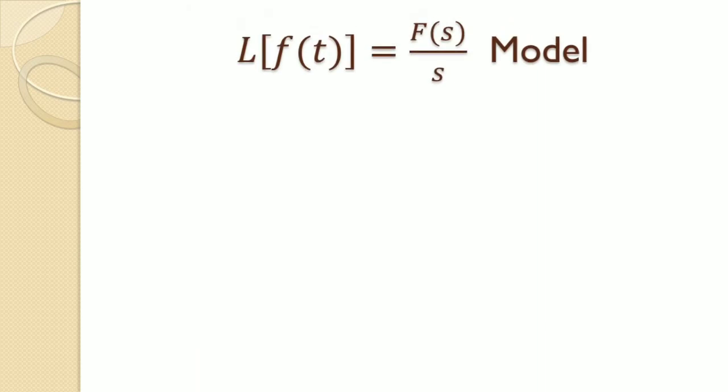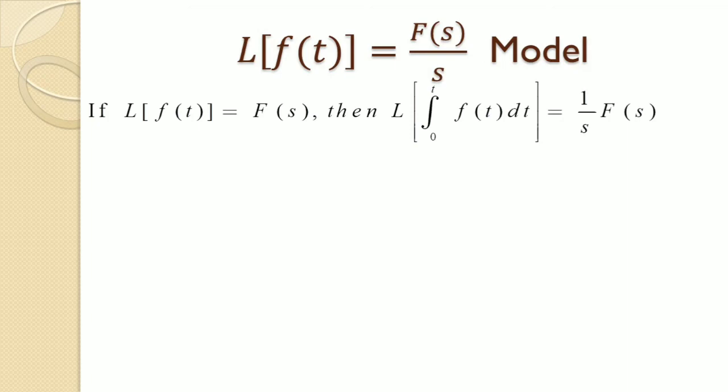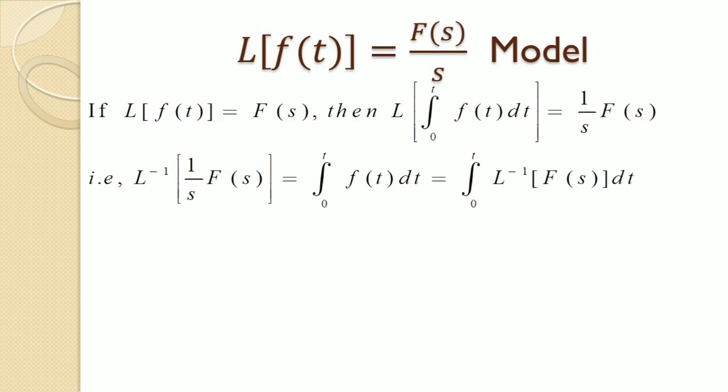Next model is L of f of t is equal to F of s divided by s. If L of f of t is equal to capital F of s, then L of integral 0 to t f of t into dt is equal to 1 by s into capital F of s. That is, L inverse of 1 by s into F of s is equal to integral 0 to t f of t into dt, which is equal to integral 0 to t L inverse of F of s into dt.